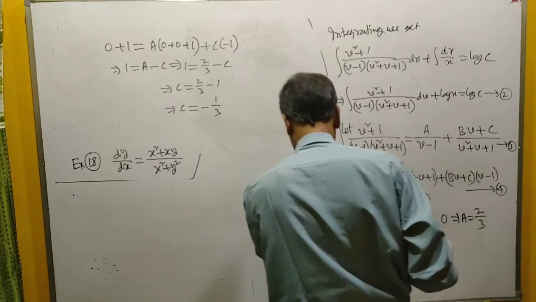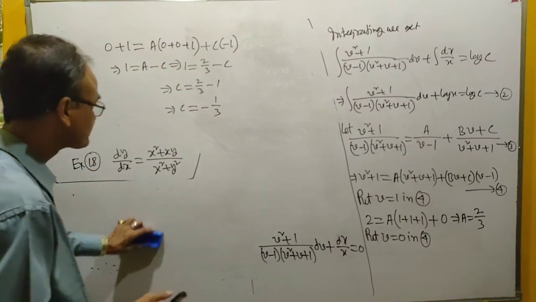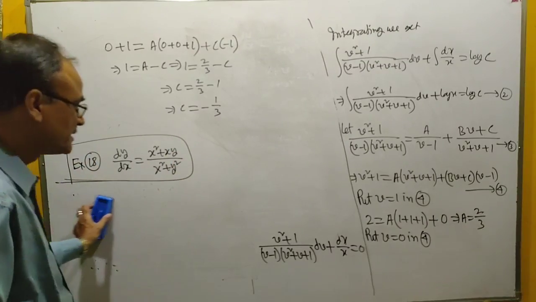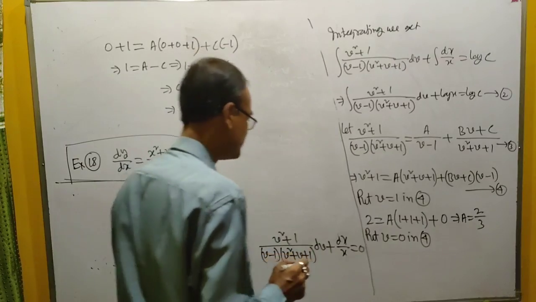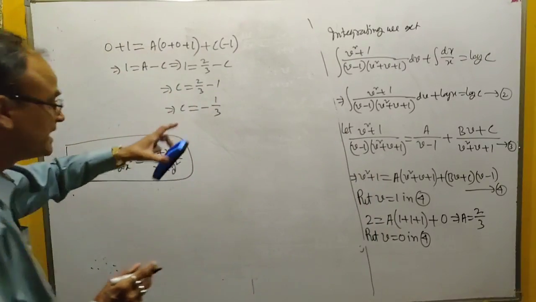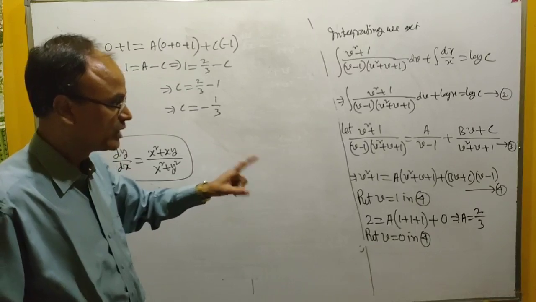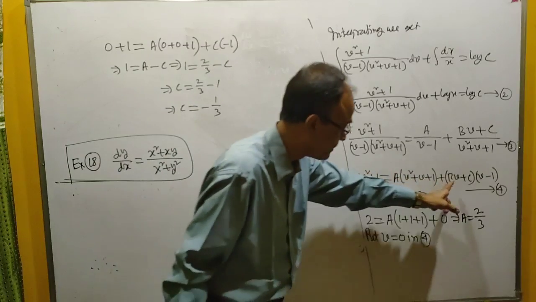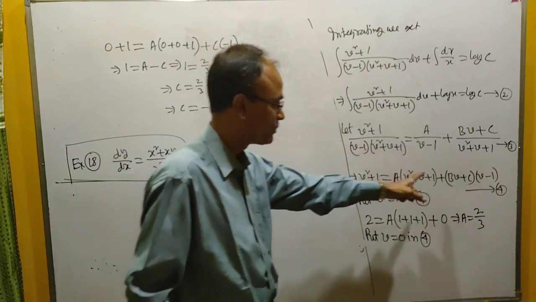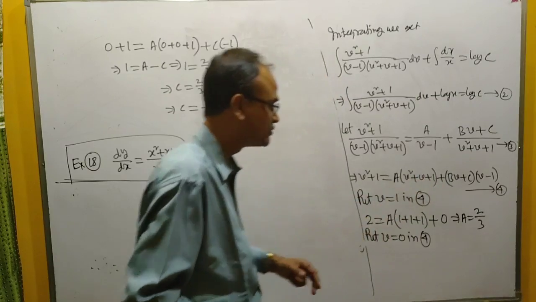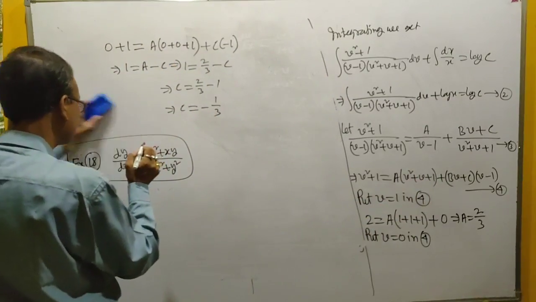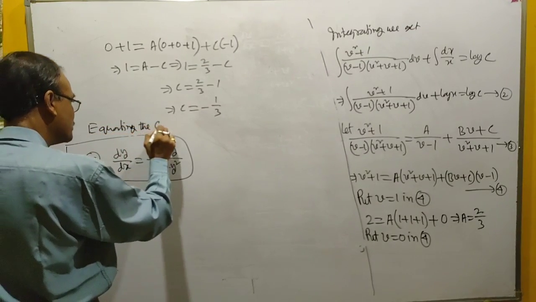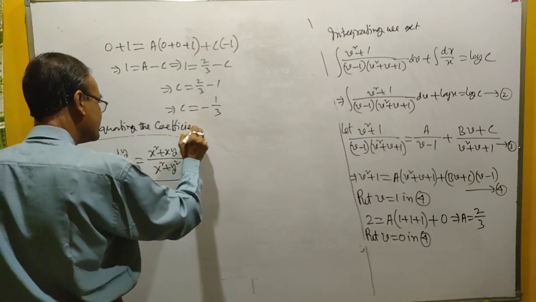Question number 8. c is equal to minus 1 by 3. Now we have obtained the values of a and c. To obtain the value of b, equate the coefficients of b square on both sides of 4.